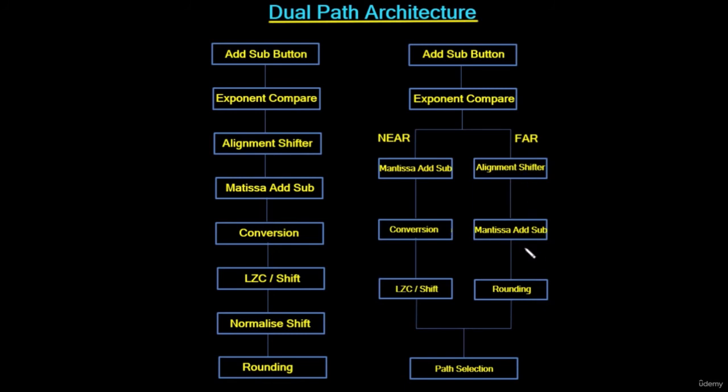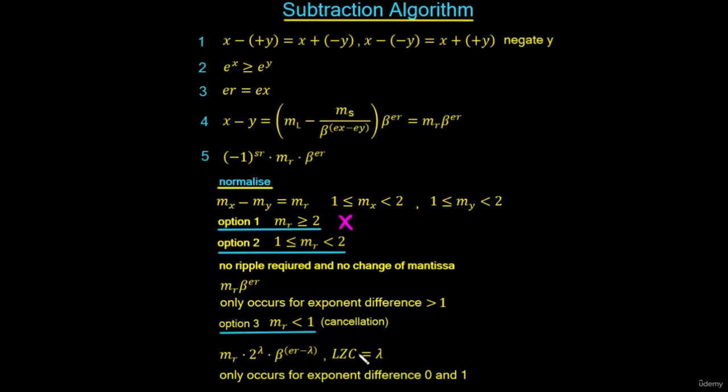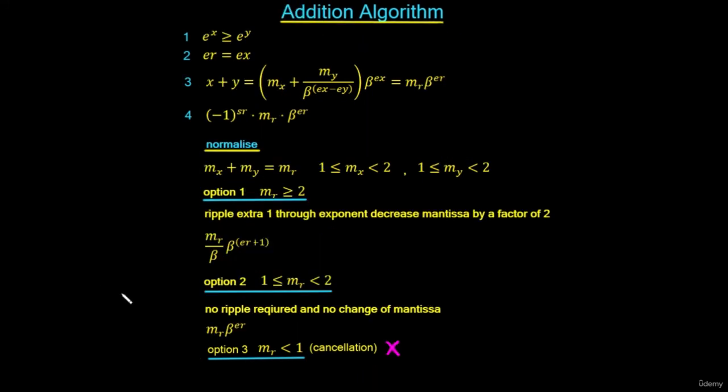So let's look at the far path. Now we mentioned that if we look at the subtractor here, that this one is the near path. The other one here is going to be taken care of by the far path. And you can see in the far path here that we don't have any ripple through, and we've got no change of the mantissa, and we'd have no normalization required here. So this is actually taken care of in the same process as we do for the addition. So the addition here again, there's no ripple required, no change in mantissa, and there's no normalization.